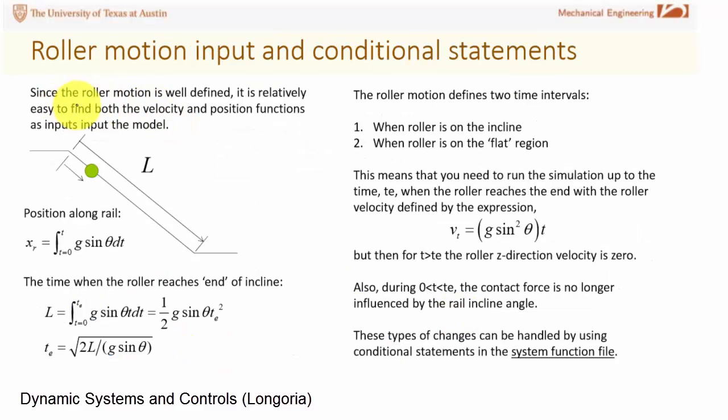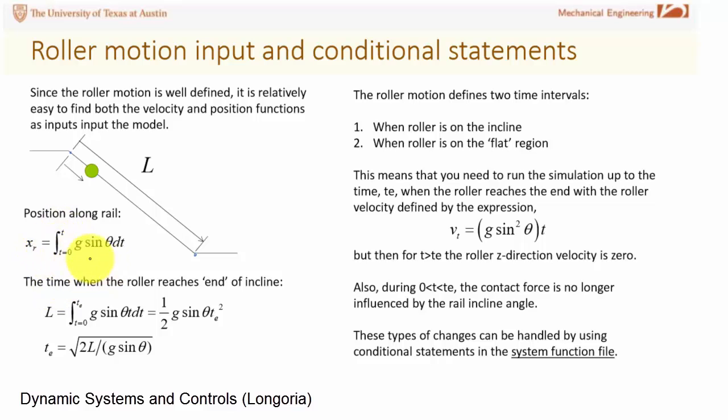First, now that we have the roller motion being well defined, it should be relatively easy to find both the velocity and the position functions as inputs for the model. Right, a little typo there. So we're moving along this rail. Now you can solve for the position by just integrating again. The reason that's important is because when you think about the roller moving along the rail here, you want to know when it's on this path versus when it's on this path. So you can integrate and find the time after release that it reaches the end here.